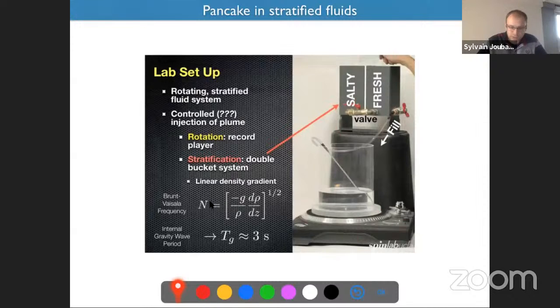We have made also similar movies in Lyon. This one has a nice figure, and you have injection of what is called a plume. You will see that in a minute. You still have the buoyancy frequency, or the Brunt-Väisälä frequency, that controls the stratification, and you will play with the rotation.